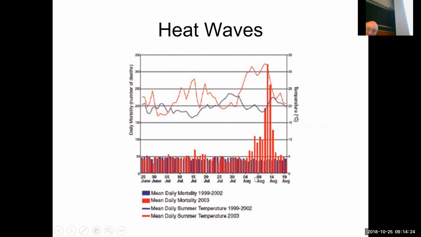And notice this is persistent for a few days. August 4th, right here, August 5th, 6th, 7th, 8th, 9th, 10th, 11th, 12th, 13th, 14th. So that's like a 10-day heat wave. And when it's hot and humid, it often doesn't cool down all that much at nighttime.